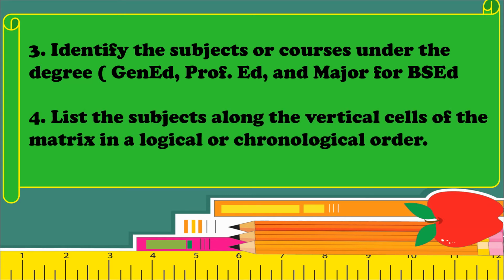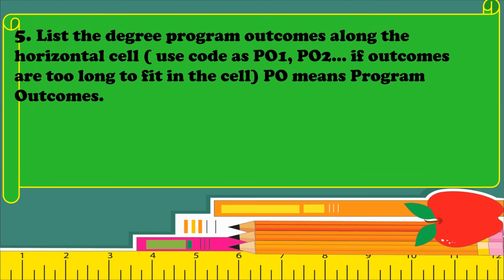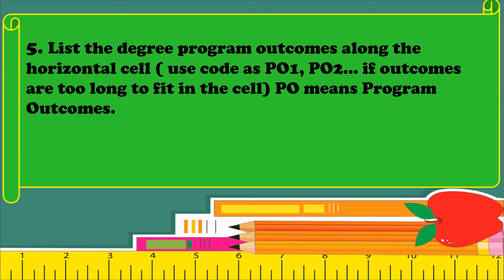Next, list the subjects along the vertical cells of the matrix in a logical or chronological order. List the degree program outcomes along the horizontal cells. Use codes such as PO1, PO2, and so on if outcomes are too long to fit in the cell. PO means program outcomes.